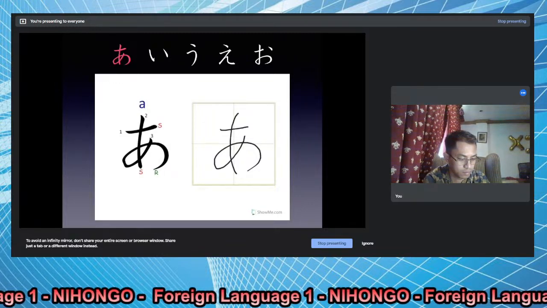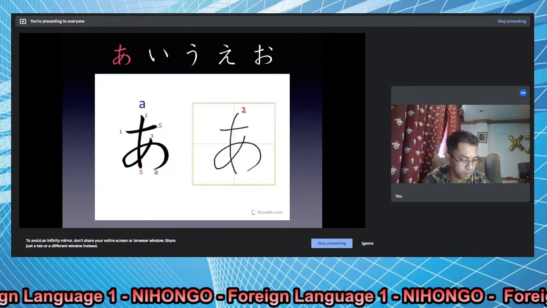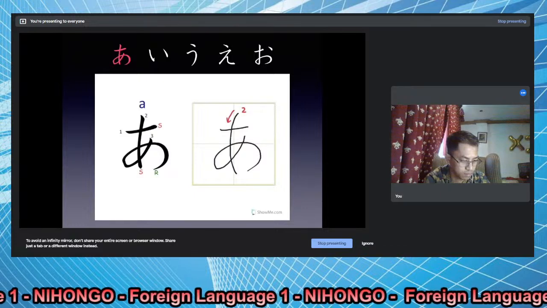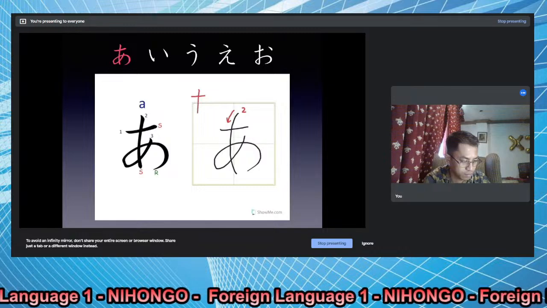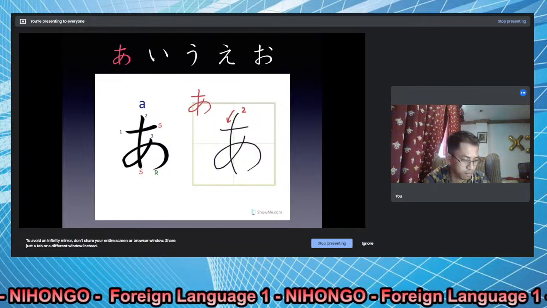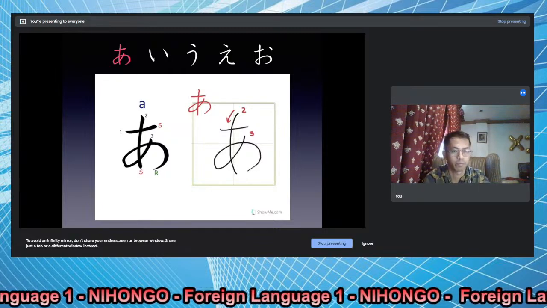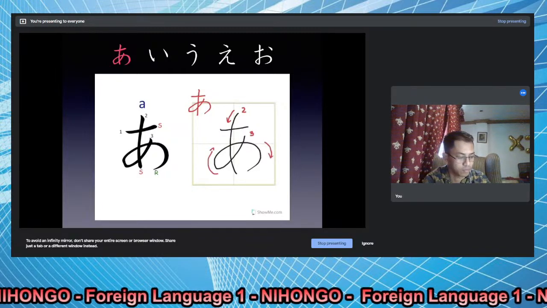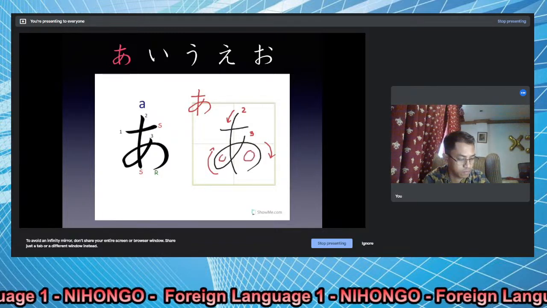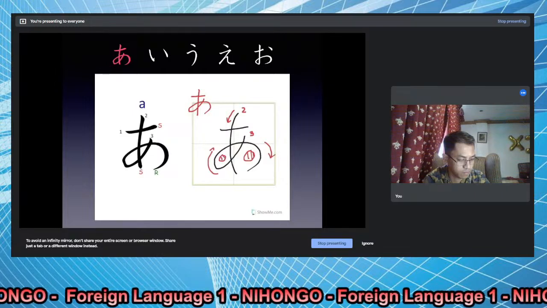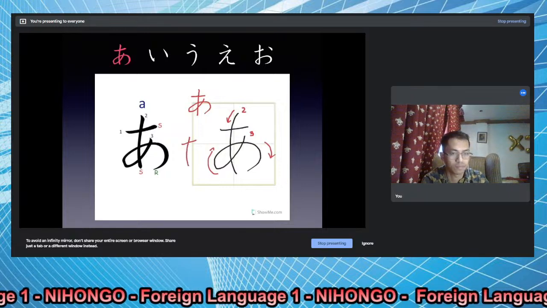This is hiragana A. As you can see, stroke number 2 is slightly curved this way. It's not a straight line, so your A shouldn't look like this. Also, stroke number 3 has a big round curve. Make sure it's wider than stroke number 1. You should have enough open space here and here. So your A shouldn't look like this.